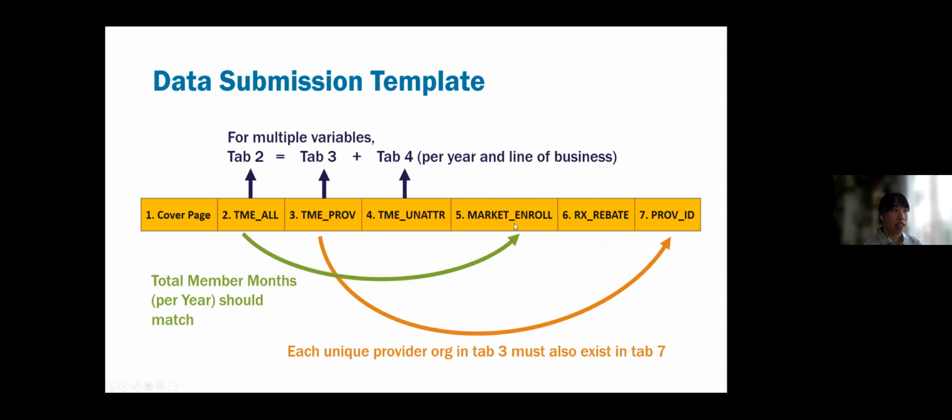TME all is also related to the Market Enrollment tab. The Market Enrollment tab has, I think we showed 8 or so Market Enrollment categories, but when you fold them up into commercial, it should correspond to the commercial rows in TME all as well. And as we noted before, the third tab, which identifies provider organizations, each unique provider organization in tab 3 should also be in tab 7.